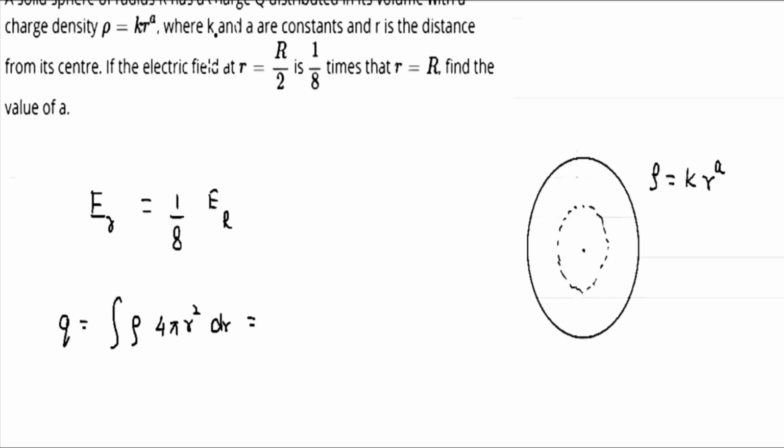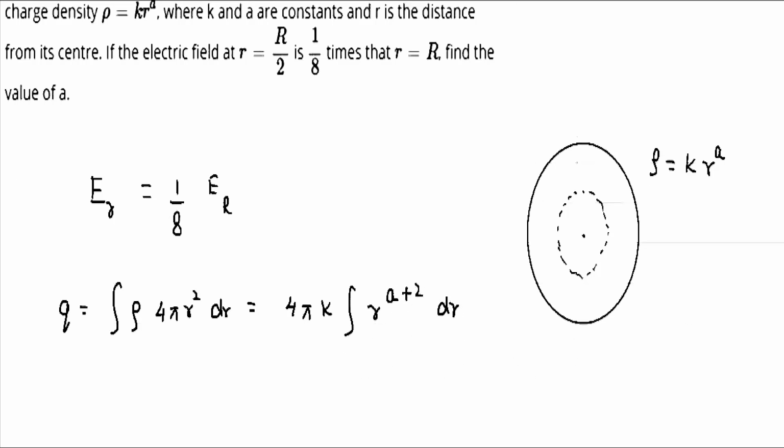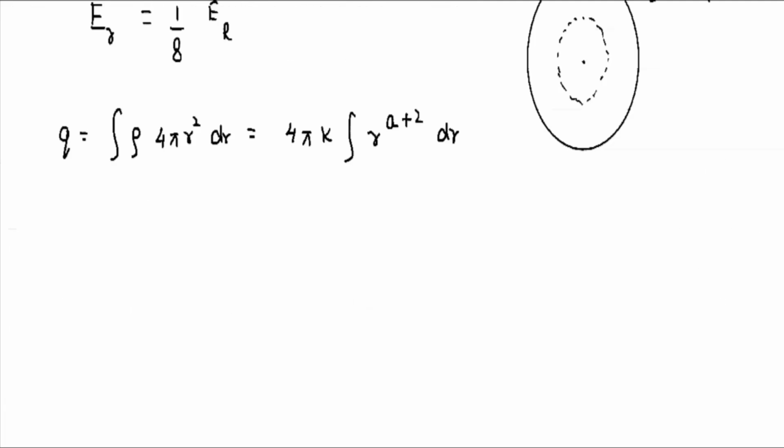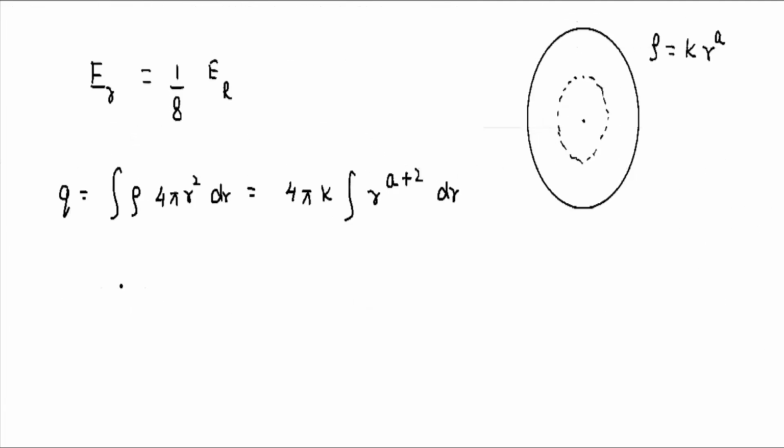We can take k common because it is a constant. So we can write 4 pi k, and then r to the power a into r to the power 2, so it would be r to the power a plus 2 into dr. Now if we want to find the total charge, that means from 0 to R, the total charge Q would be equal to this with the limit changed from 0 to capital R, of r to the power a plus 2 into dr.